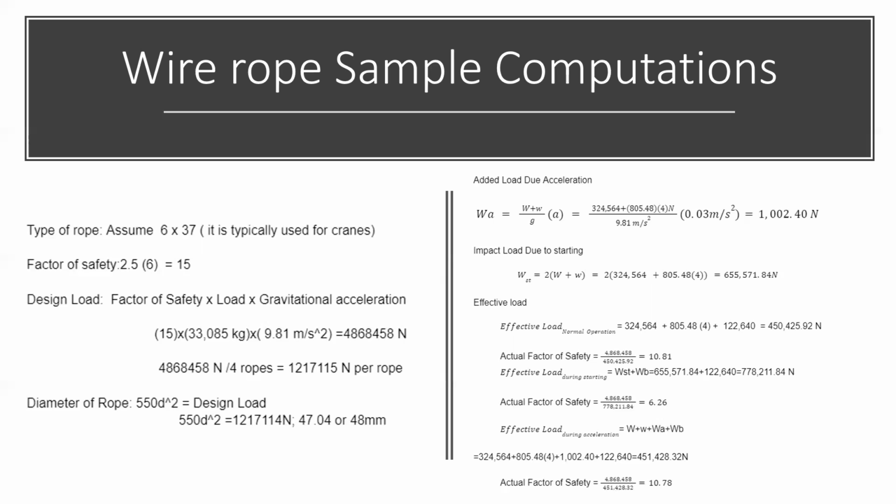Computing for the added load due to acceleration, we will get a load of 1,002.4 newtons. We will have an impact load due to starting at 655,571 newtons, giving us an effective load of 450,425.92 newtons, and an effective load during starting at 778,211.84 newtons. Effective load during acceleration is at 451,428.32 newtons. Next slide, please.